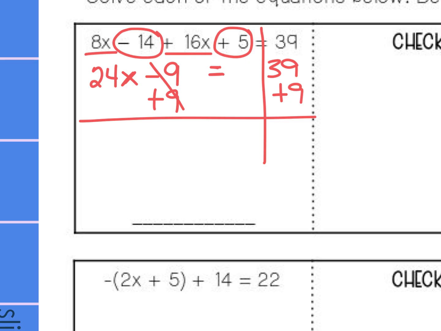All right? So bring down your 24x. What do we have now? 39 and 9. 48.